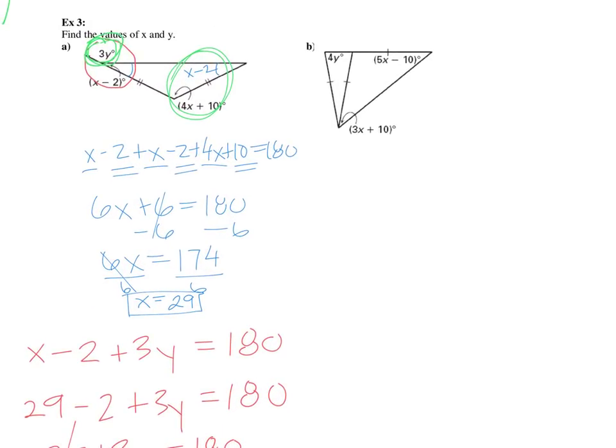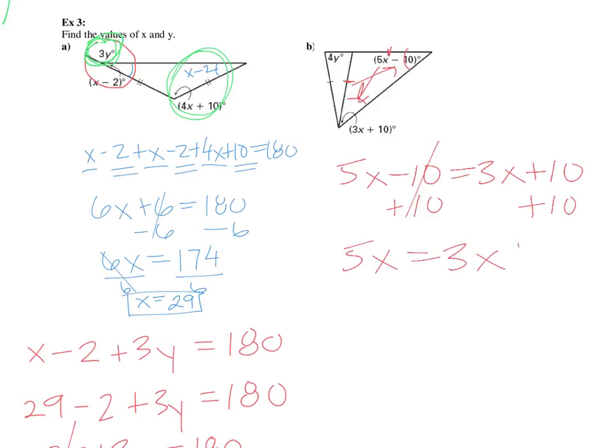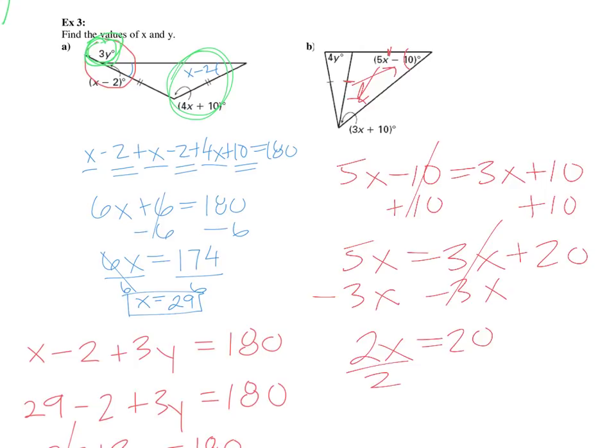All right, see what do I have here? I have two isosceles triangles. All right. So these angles are the same. They're congruent. So I have 5x minus 10 is equal to 3x plus 10. All right, so I add 10. 5x equals 3x plus 20. Minus 3x. 2x is equal to 20. X is equal to 10. Got that? How am I going to figure out y now?